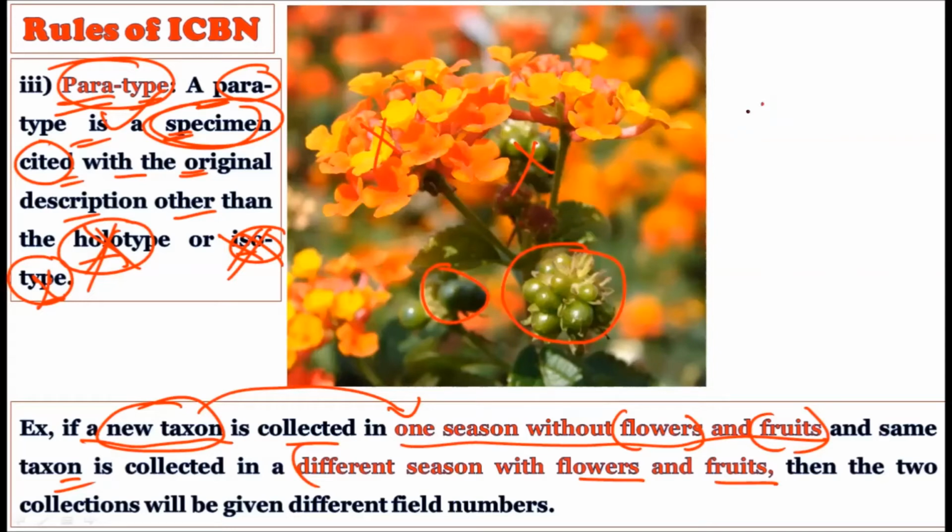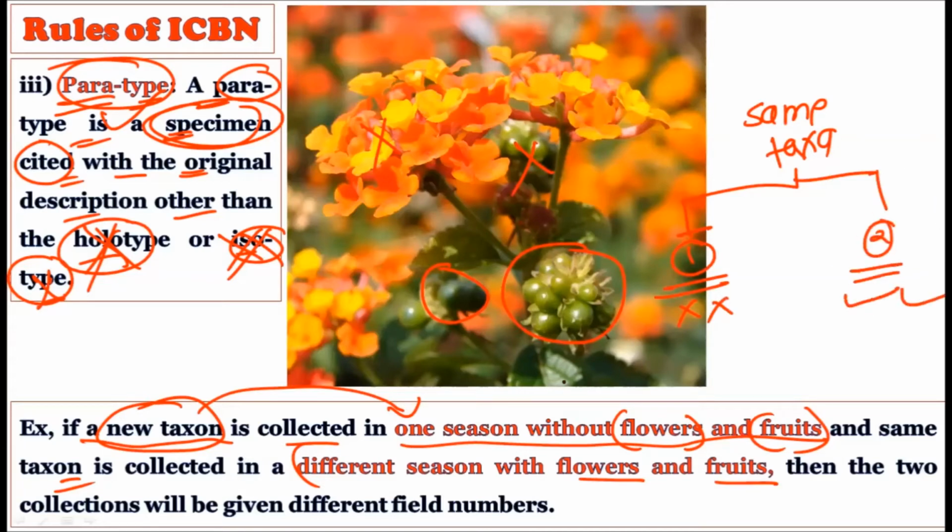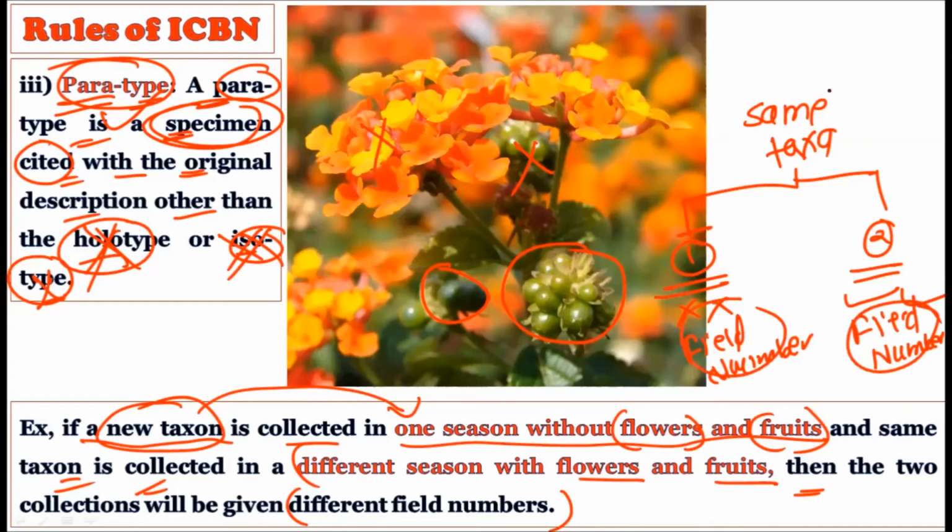So the taxon is the same, the plant is the same, and the same taxon is collected two times. The first time it was collected, it did not have flowers and fruits. The second time, collected in a different season, it has flowers and fruits. Then the two collections will be given two different field numbers. This specimen has one field number, and this one has a different field number because they were collected at different times. So the field numbers are different although they belong to the same taxon: the first collected without flowers and fruit, the second with fruits and flowers.